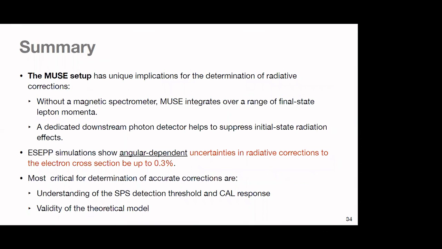With that, I would like to quickly summarize. We do have in MUSE no magnetic spectrometer, so we're integrating lepton momenta over the entire momentum range where we can detect the particles. That impacts the extraction of radiative corrections. The angular dependent part of that is the important one for the extraction of the proton radius. And we believe we have the uncertainty under control to maybe 0.3%. That's not including theoretical uncertainties in the calculation itself. For the experiment, the most important part is that we understand the detection threshold for our scattered particle scintillator as well, and that we do have a good calibration of the photon count.